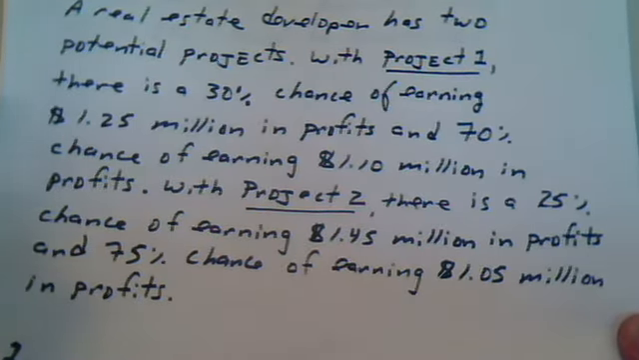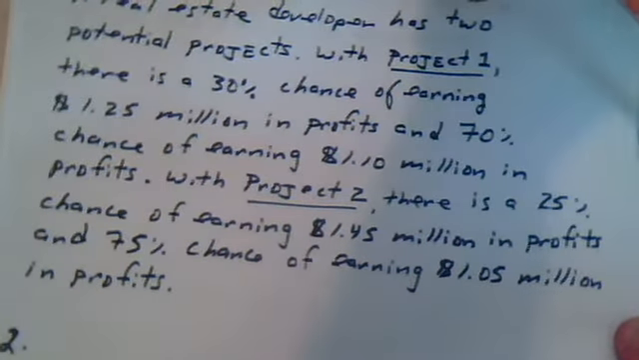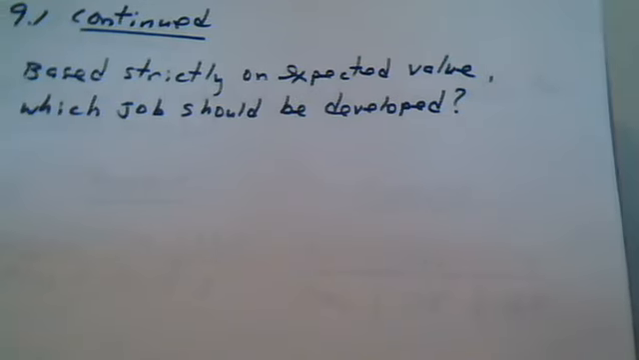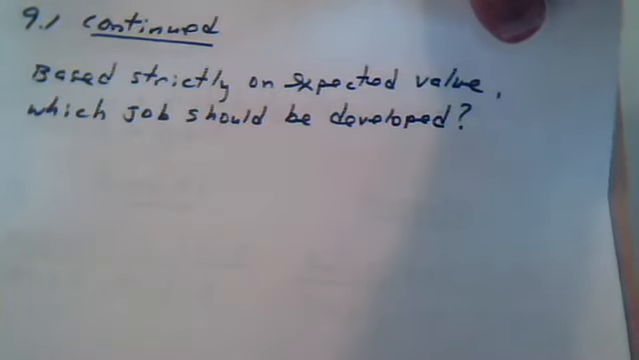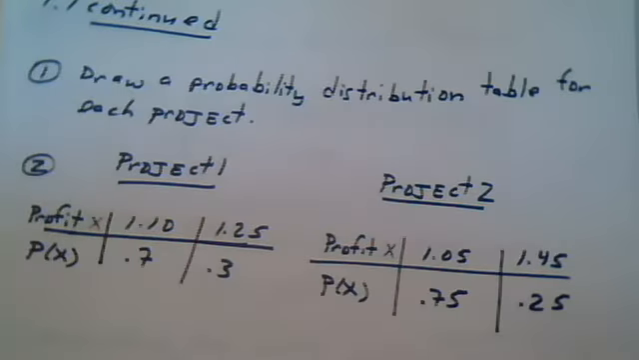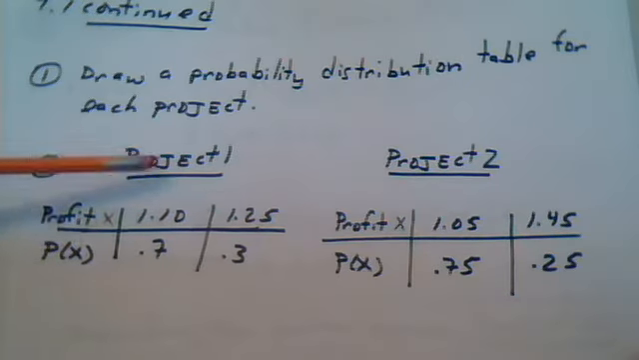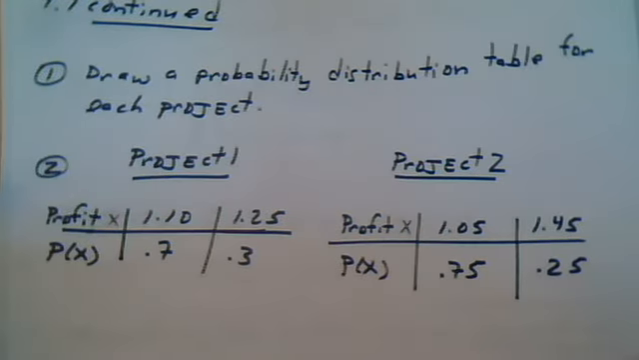The question would be, which one will produce the greater profit, project 1 or project 2? So, based strictly on expected value, which job should be developed? Well, the one that produces a greater profit. So we draw a table for each project. This is a probability distribution for project 1, probability distribution for project 2.